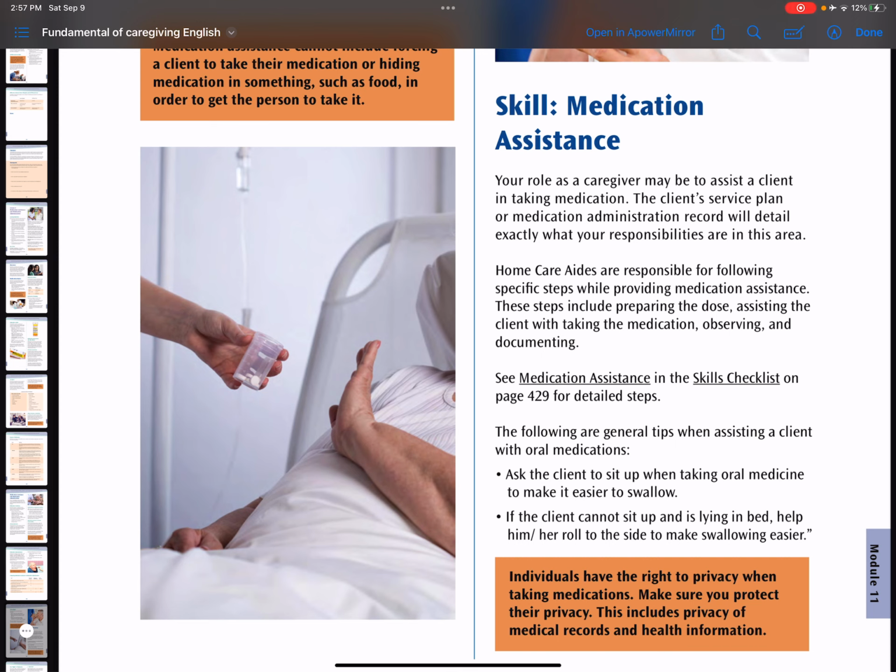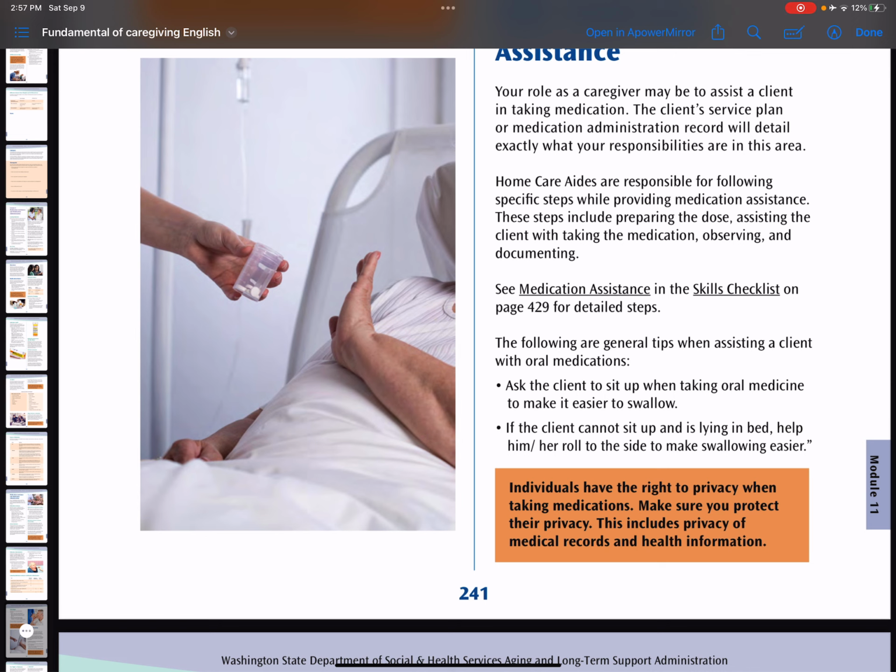Home care aides are responsible for specific steps while providing medication assistance. Generally, the book has a couple of tips for you to remember when you are assisting with medication. One is to ask the client to sit up when taking oral medication to make it easier to swallow. And second, if the client cannot sit up and is lying in bed, help her to roll to the side to make swallowing easier.